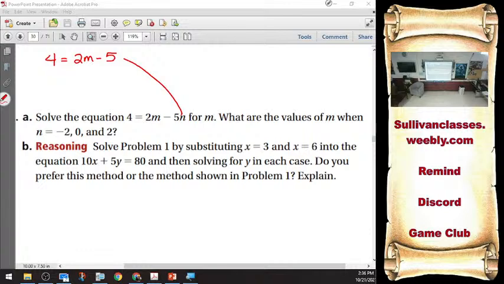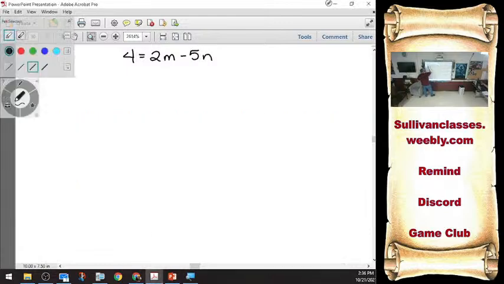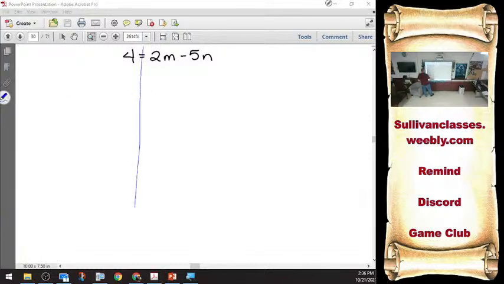I really liked, I forget who it was, I was working with someone. They absolutely loved having that dividing line on there, almost like a table, because it worked for them. It doesn't have to be what works for you. They had 4 equals 2m minus 5n. And what they absolutely loved doing was just tossing that where the equal sign is, so they don't screw that up.